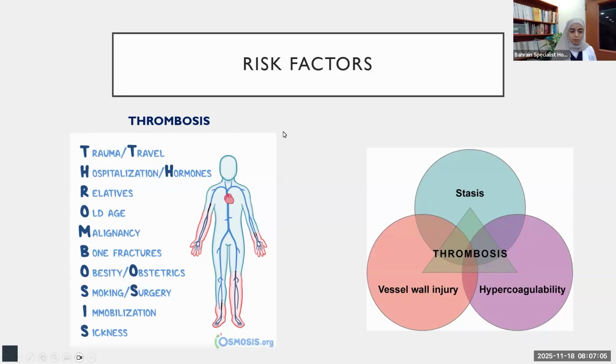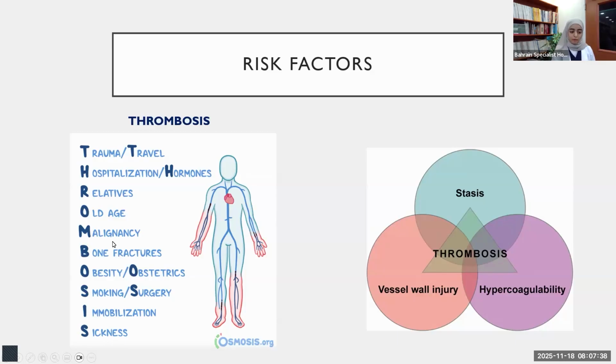This is remembered by the mnemonic THROMBOSIS. T is for trauma or travel, especially long travel, which will lead to venous stasis, especially if the person is not moving. H is for hospitalization and hormones. The hormones, especially the oral contraceptive pills or the hormone replacement therapy containing estrogen. R is for relatives, any family history of DVT or any thrombophilia in the family.